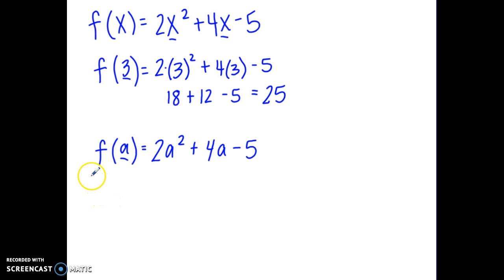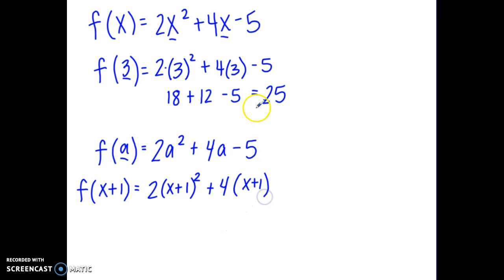Sometimes you might even plug in something more complex. What if I said evaluate the function f of x plus 1? That seems really odd because I have an expression here. But still, I'm just going to plug in the x plus 1 anywhere that I had an x in the original function. So f of x plus 1, I'm going to say that's 2 times, well, for my input variable x, I'm going to plug in x plus 1, the entire quantity. So I put it in parentheses and that gets squared, plus 4 times the quantity x plus 1, that's what I'm inputting for this x here, and then minus 5.